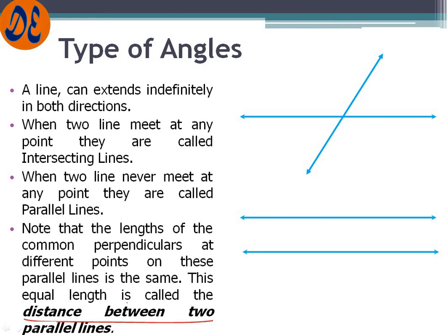So two sets of lines you should again remember: parallel lines and intersecting lines. If two lines meet, they are intersecting lines. If two lines never meet, they are called parallel lines.